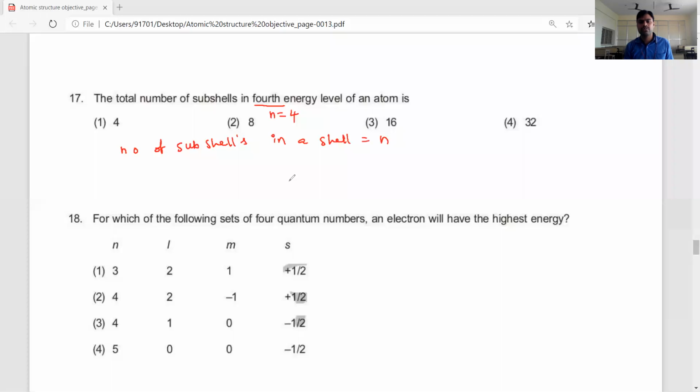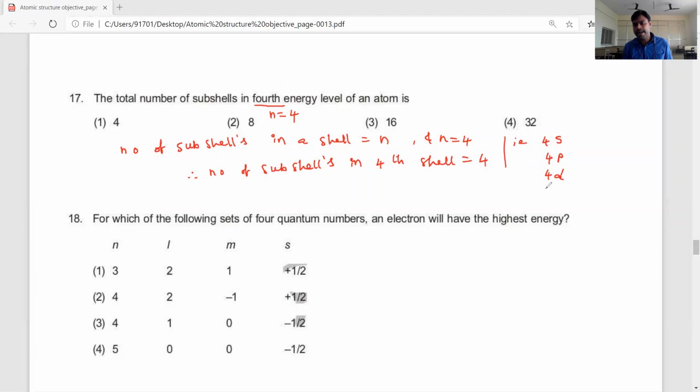So here the n value is 4, therefore the number of subshells in the fourth shell is equal to 4. What are those 4 subshells? That is 4s, 4p, 4d and 4f. So these are the 4 important subshells present in the fourth energy level, or present in the fourth shell. Yes, Abjal, very good.